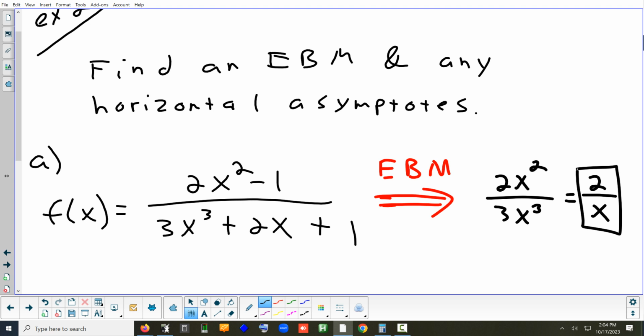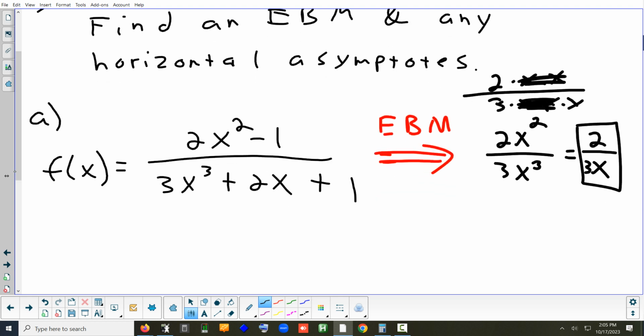That's your EBM. If you forget how to do it, you can always just write it out the long way. Then say, all right, I got 2 in the top, I got 3 in the bottom. I can cancel 2 here and 2 here. Got my 3. And you're left with 2 over 3x. Now, if this was 2 over 4, I would have reduced it, but I can't because it's a 2 and a 3. That's your EBM. Any question on finding the EBM?